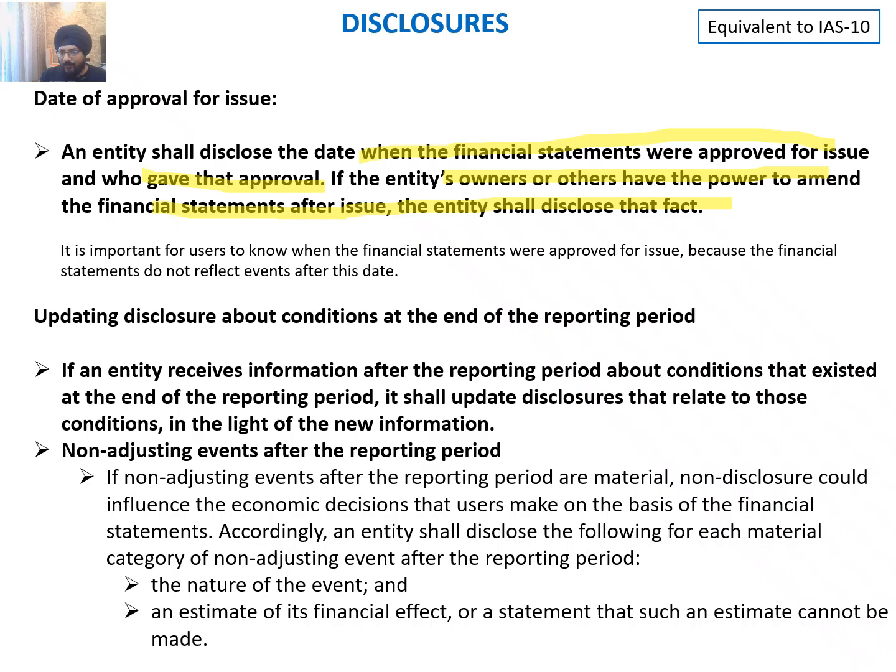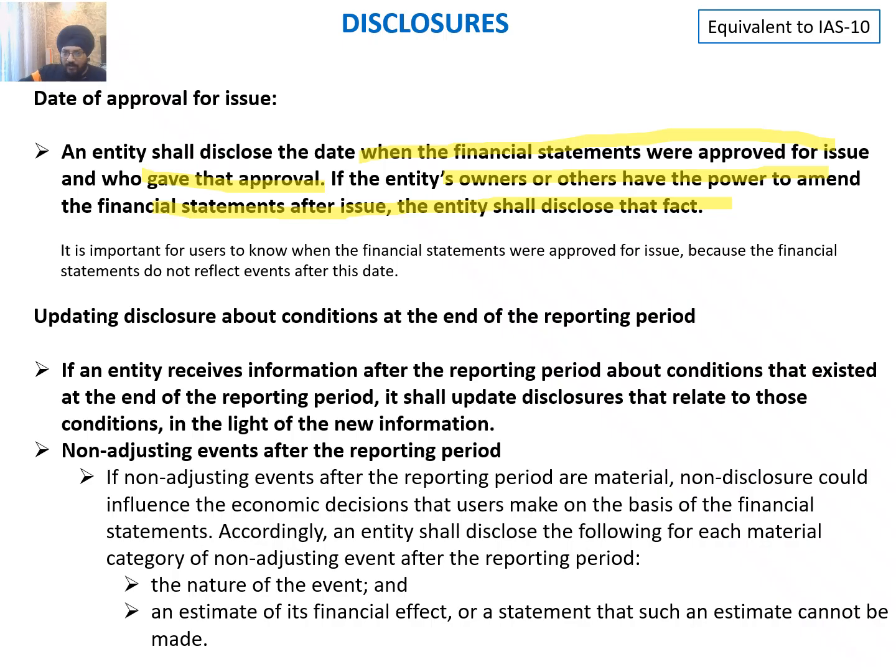We discussed cases wherein shareholders' approval is required once it has been approved by the board of directors, or in some specific cases wherein a special committee has been constituted to approve the financials once they have been approved by the board of directors. But for all practical purposes, once the board approves the financials, it is construed that those are the approved financials.